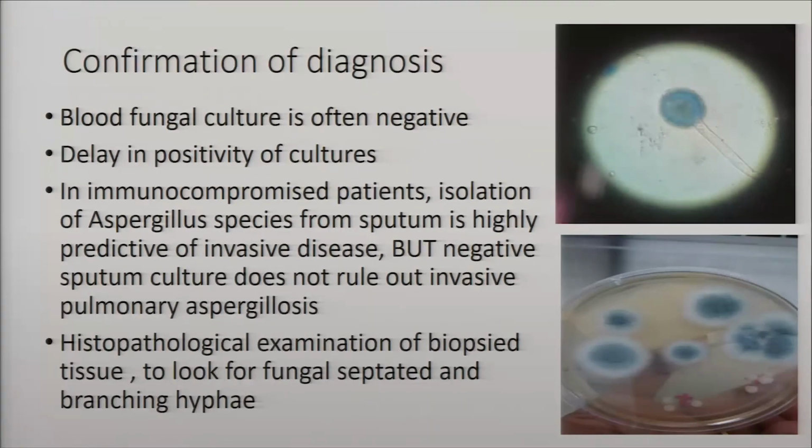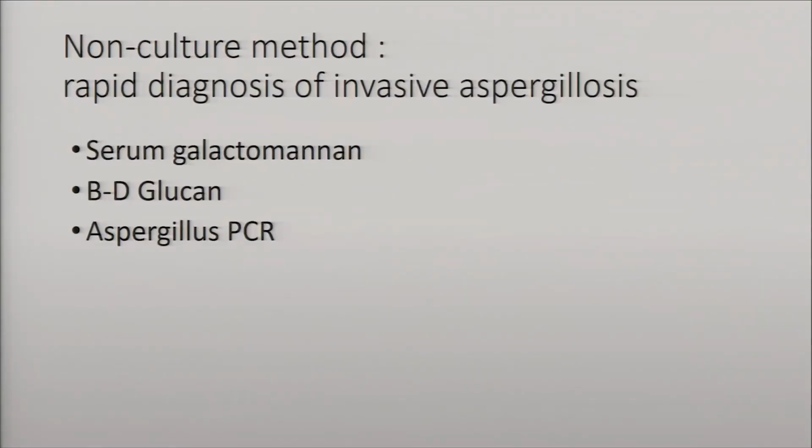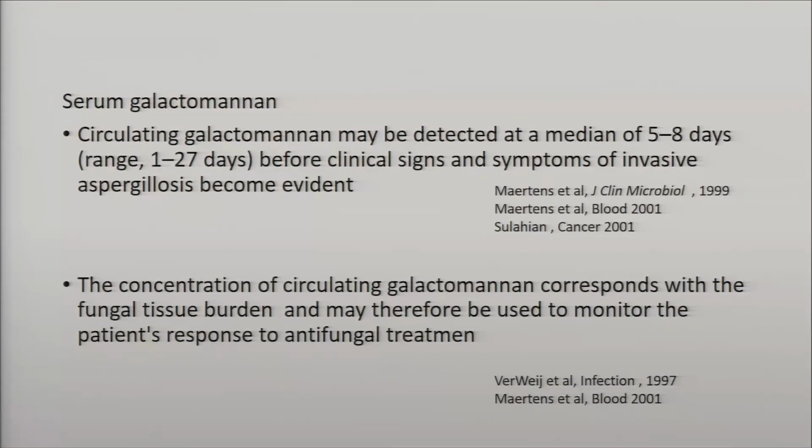Now of course histopathological examination is crucial, but most of the time, because hematological patients are thrombocytopenic, we cannot proceed with invasive procedures, unless it's a simple skin biopsy. So we have to rely on non-culture methods, rapid diagnosis of invasive aspergillosis. So we have serum galactomannan, which is more specific, although it will be positive in other fungi, for example, Fusarium. Beta-D-glucan is non-specific, and in some centers you may be able to perform Aspergillus PCR or DNA PCR.